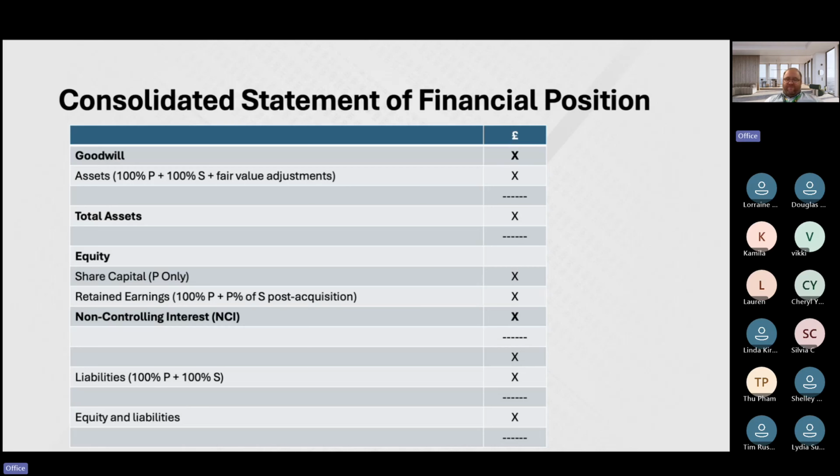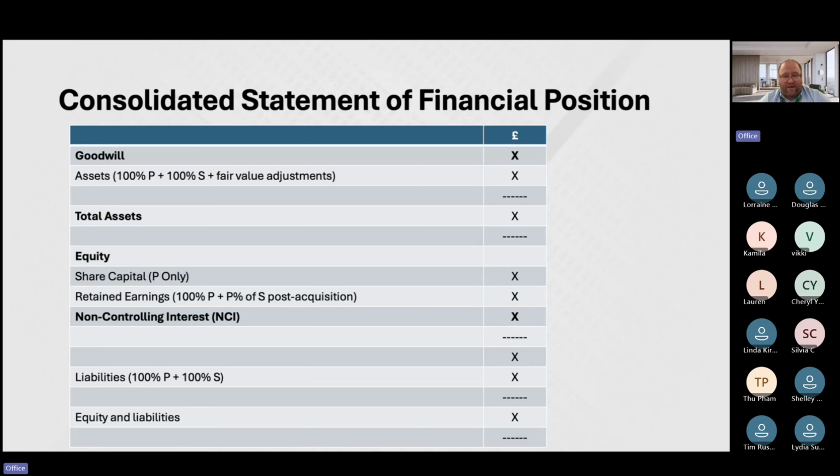Because anything pre-acquisition, well, that's not your money. You don't have any rights over that. You almost bought that when you made the investment. So when you made the investment and bought the net assets, you're almost buying an element of retained earnings when you buy the net assets, aren't you?